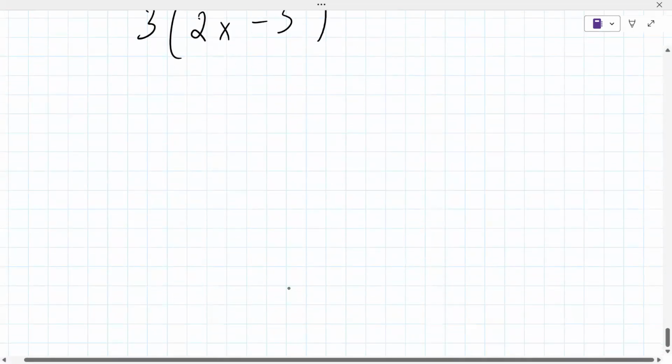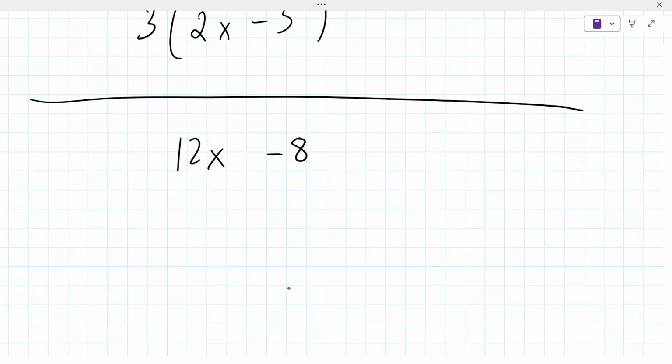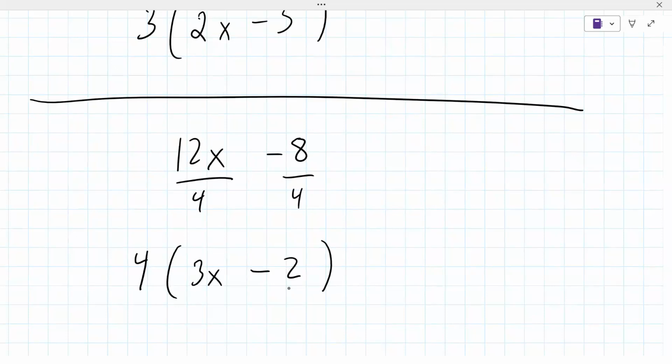Let's try another one here. Let's go 12x minus 8. What number goes into both 12 and 8? Biggest number. 4. So you put 4 on the outside. You divide both of these by 4. 3x plus -2. Okay. Excellent. Okay, so let's try another one here. Let's try 40. We'll come back to 39 in a moment.